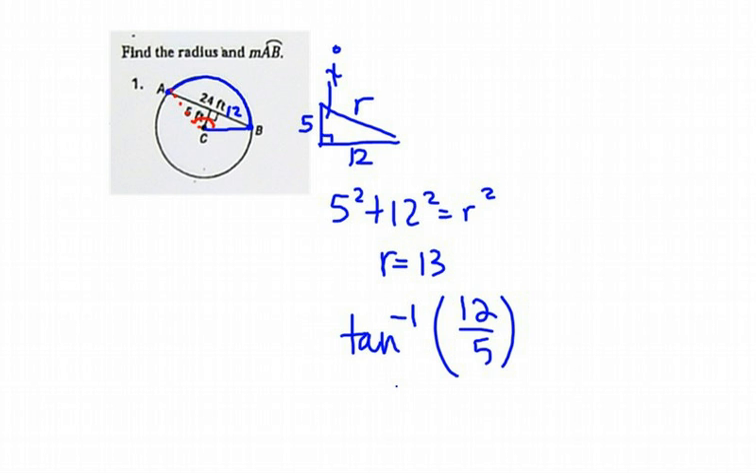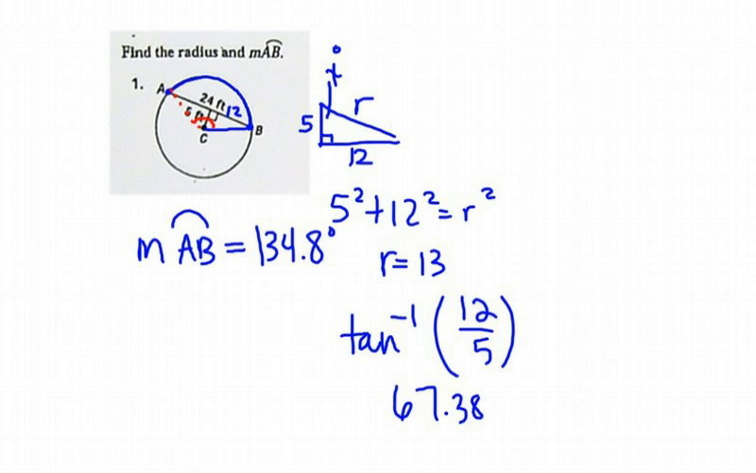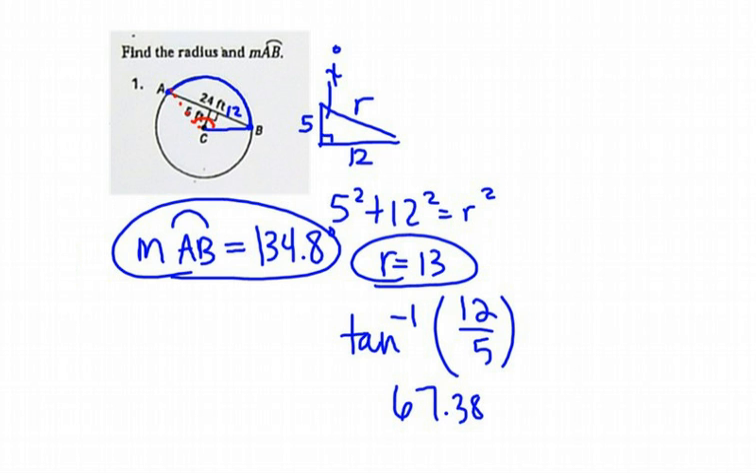And I get 67.38, which if I multiply that by 2, measure of arc AB, I'm just going to round that to 134.8 degrees. So there's the measure of the arc, and there's my radius. So you're going to have to do trig to find some of these arc measures. I will continue with 10.4 on the next video.